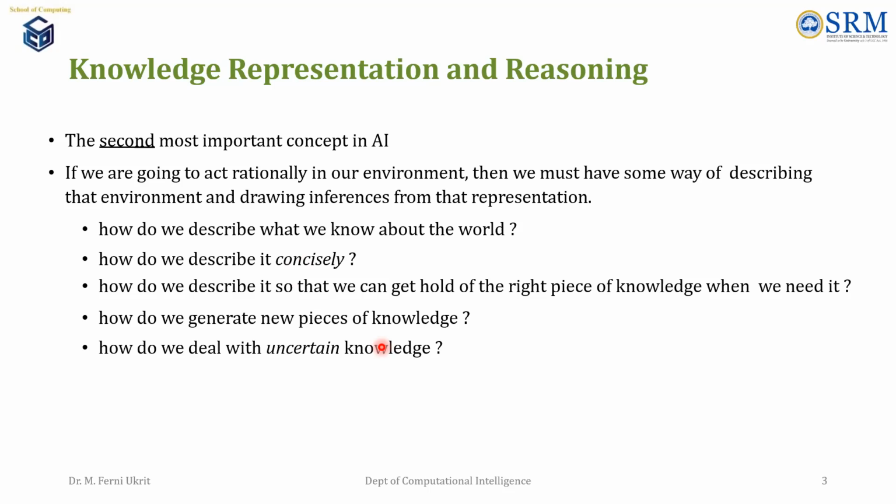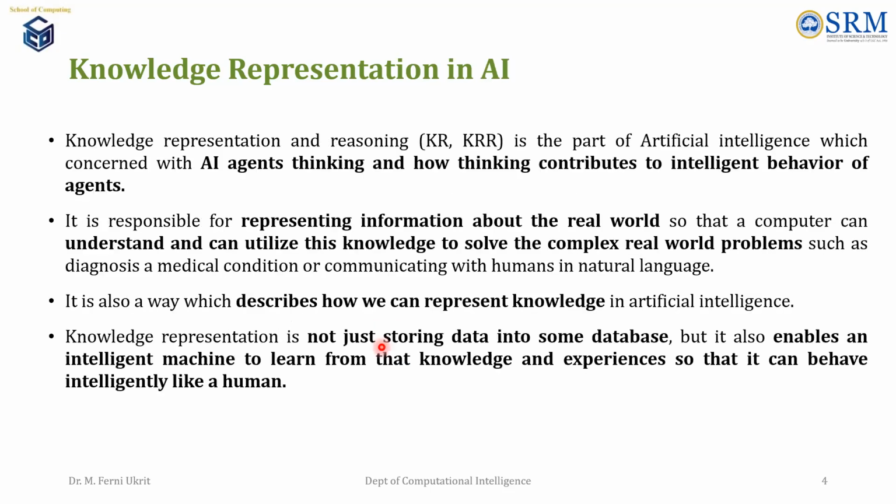So that is what knowledge representation and reasoning is. Knowledge representation can be written as KR, or also as KRR, that is knowledge representation and reasoning, in which the agent will be thinking about how to make it an intelligent behavior. It is also responsible for representing the real world. That is, you will be creating a solution for a real world scenario.